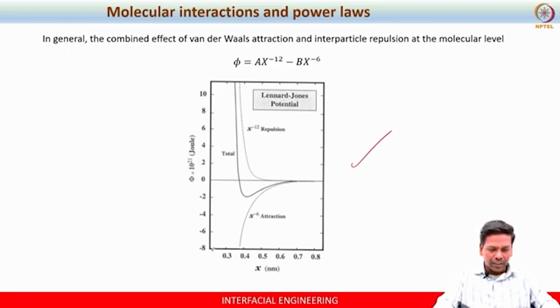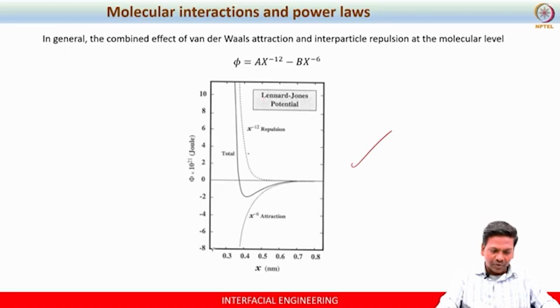So if you plot the potential versus distance, as a function of the center to center distance between molecules, you can see that the repulsive force is going steeper after some point. This is going steeper because of the mathematical power law which we have used, x power minus 12.